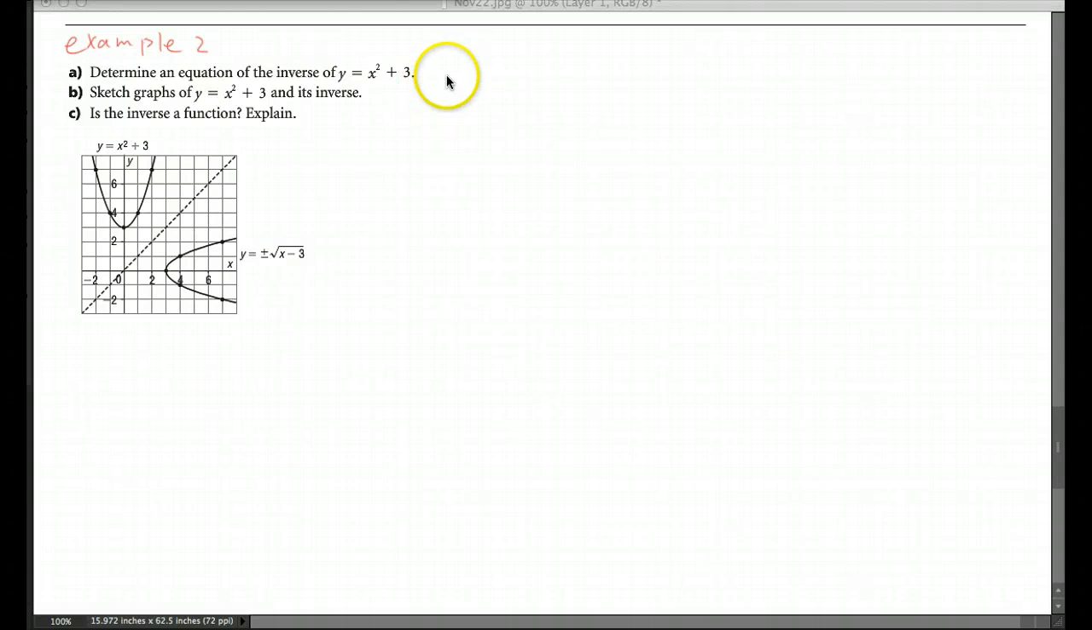So if you understand the inverse relation and also the concept of functions, we can look at a more complicated example, example 2. The question is, given an original function, you need to determine an equation of the inverse of it. First things first, we can try to figure out the inverse. Basically, you should isolate x.